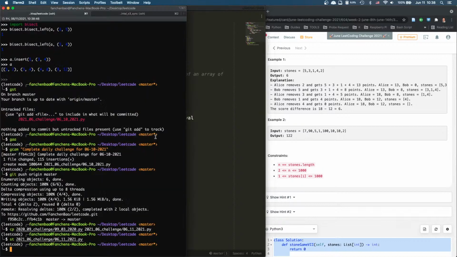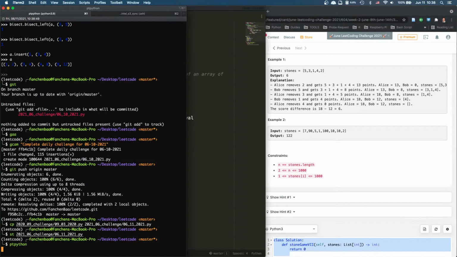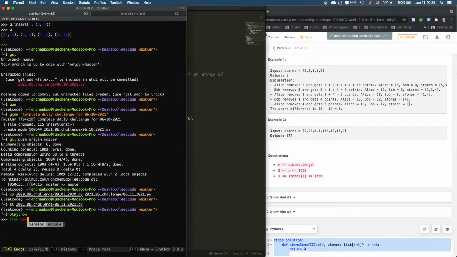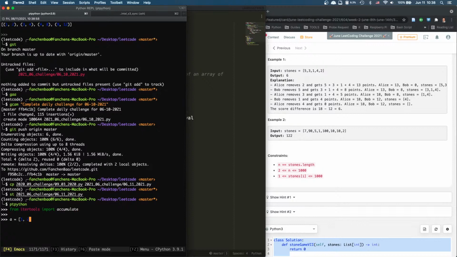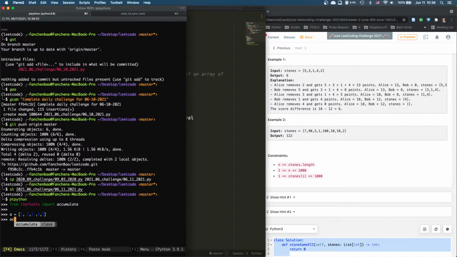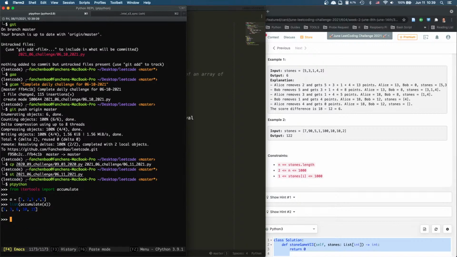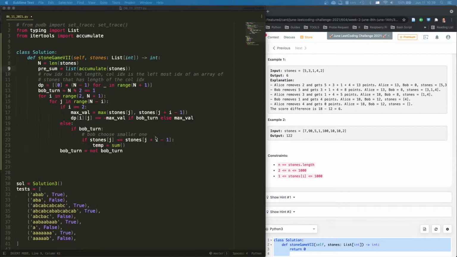I'm not 100% sure, so I'm gonna check here. From itertools import accumulate, a equals 1, 2, 3, 4, 5, and we say list accumulate a: 1, 3, 6, 10, 15. Yeah, that's true. So with accumulate, so presum, we don't have to calculate the sum.